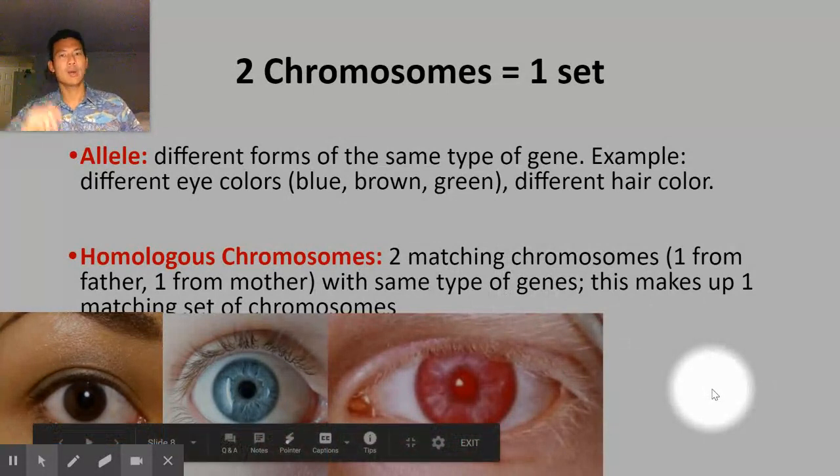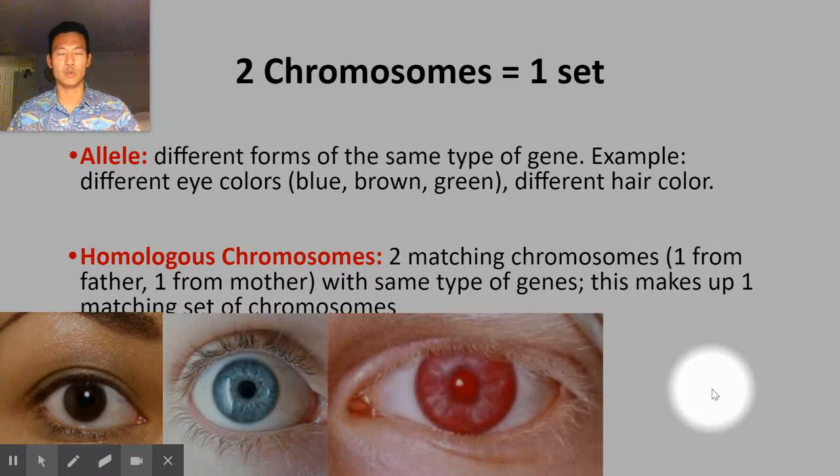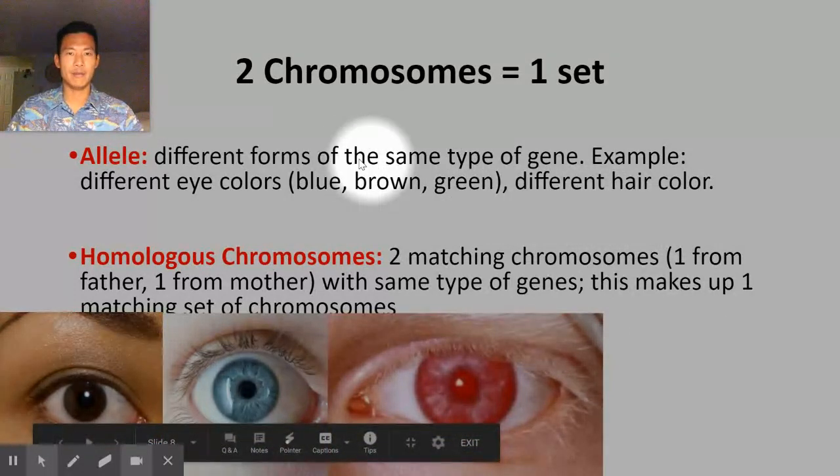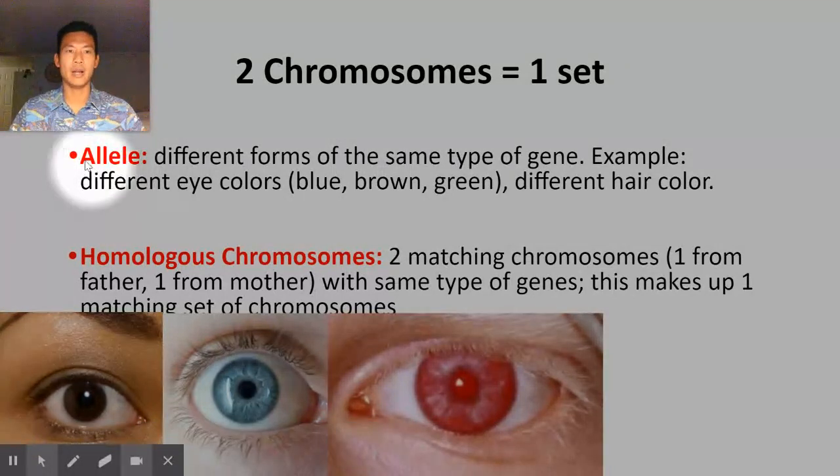Now, what do I mean by matching sets or homologous chromosomes, or 23 from your mother and 23 from your father? Basically, for every gene that you have, you have two copies of that, and these are known as your alleles. One copy is from your mother, and the other copy is from your father. The way these alleles interact will actually determine what your traits come out as.